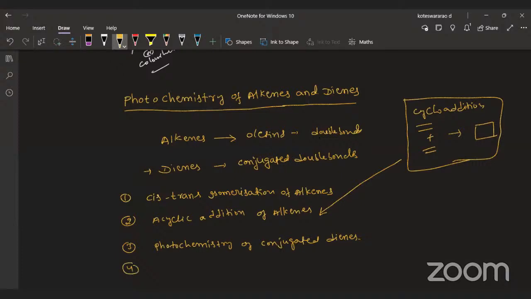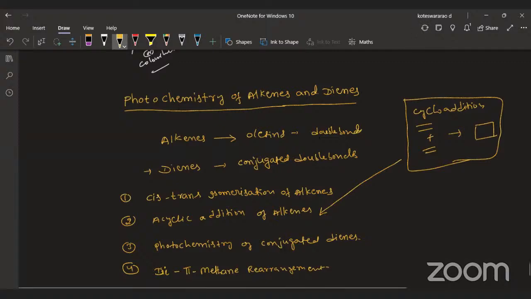Next is a very important reaction in which isolated double bonds are involved. Such isolated double bonds give a specific product. It is a name reaction, a very important reaction. It is called the di-pi-methane rearrangement reaction. In this chapter, the most important topic is this one. The di-pi-methane rearrangement reaction generally appears in the short answer questions.